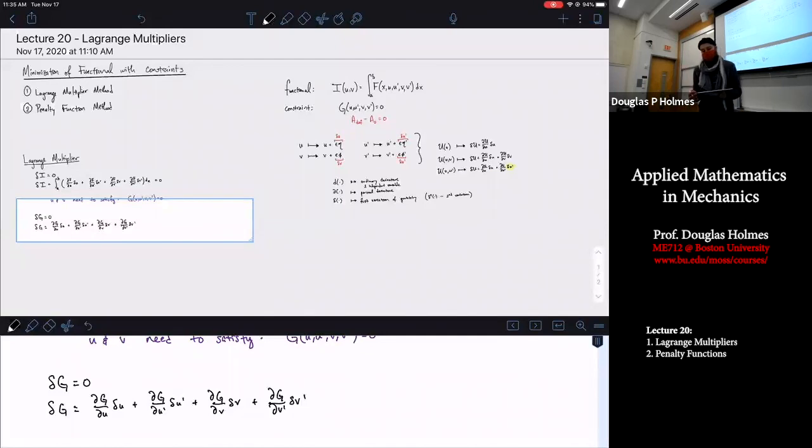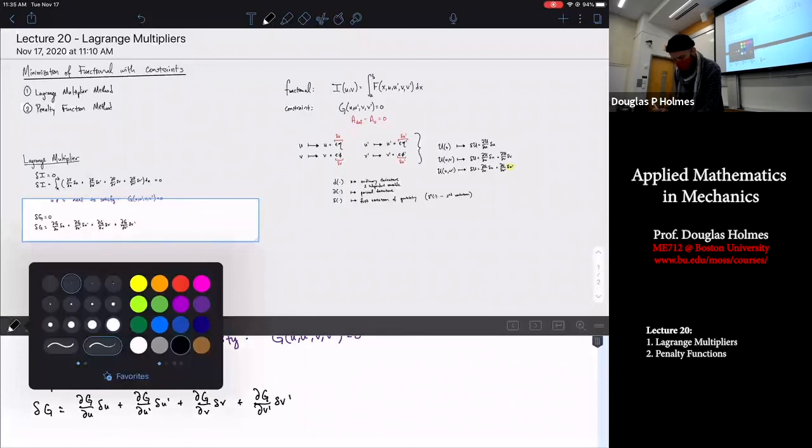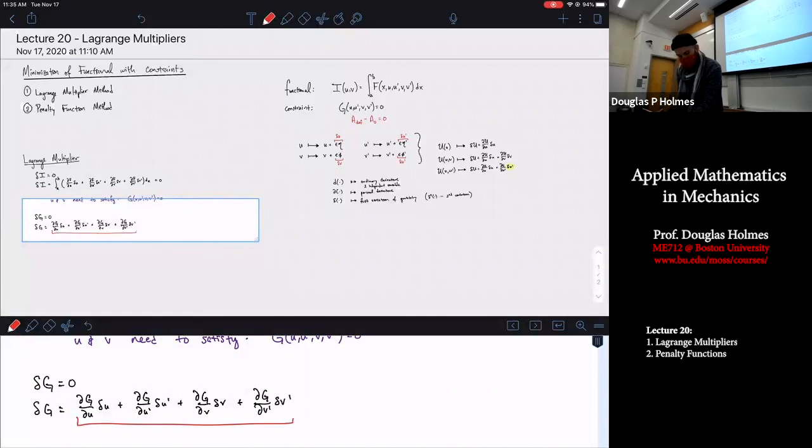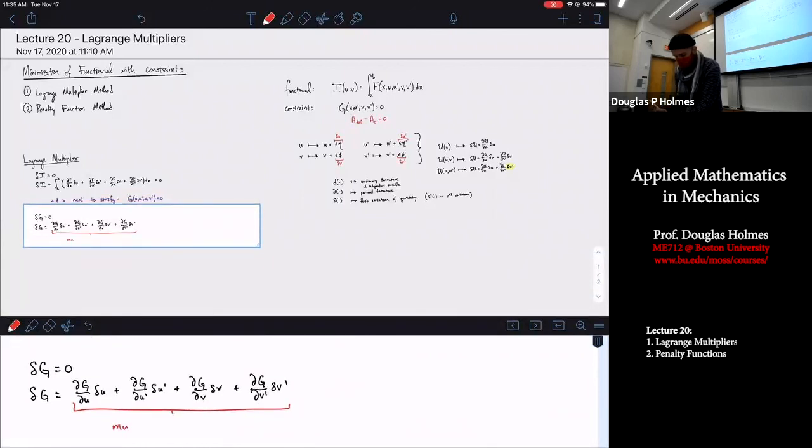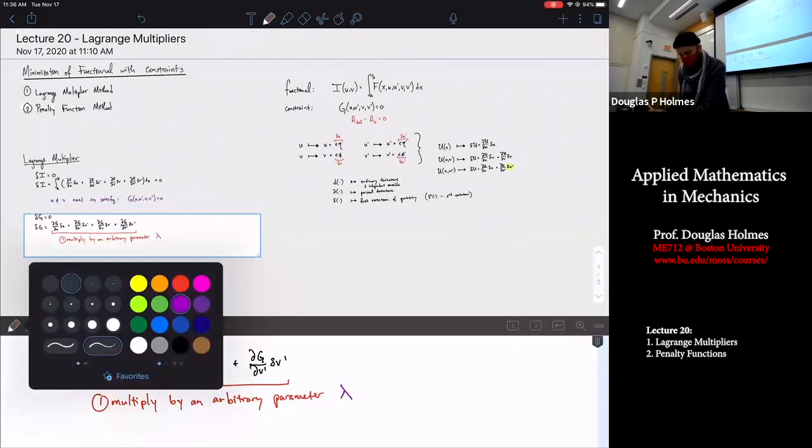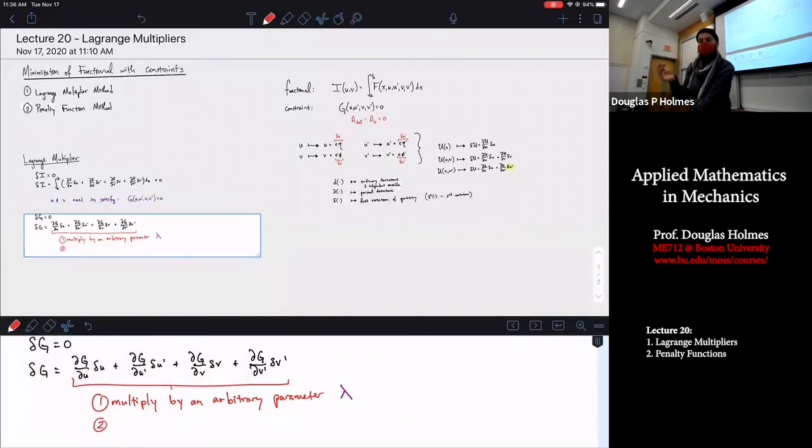Okay, so the steps that you need for the Lagrange multiplier is to get here and then take this quantity and multiply it by an arbitrary parameter. So I'll say step one is multiply the thing in red. This arbitrary parameter is almost always given the Greek symbol lambda. So if you see a lambda entering some sort of variational calculus problem, it is almost certainly a Lagrange multiplier. The next step is we are going to integrate that product of lambda times that stuff in red over the interval. In this case, our interval is between A and B.